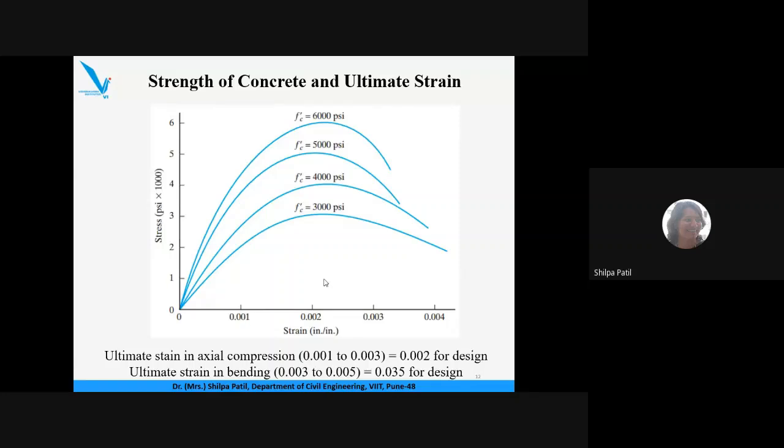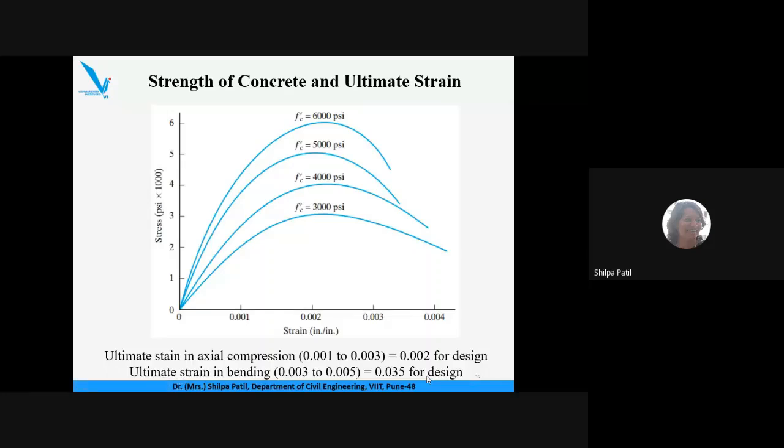Ultimate strain means this is the maximum strain which a particular member can sustain, the maximum deformation. Beyond this, we should not go. So the limitations are put on the strain value and not the stress value. In design, 0.002 is the value considered as the ultimate strain for concrete when it is subjected to axial compression. And when we go for a flexural test, that is under bending, it is considered as 0.0035 for the design.